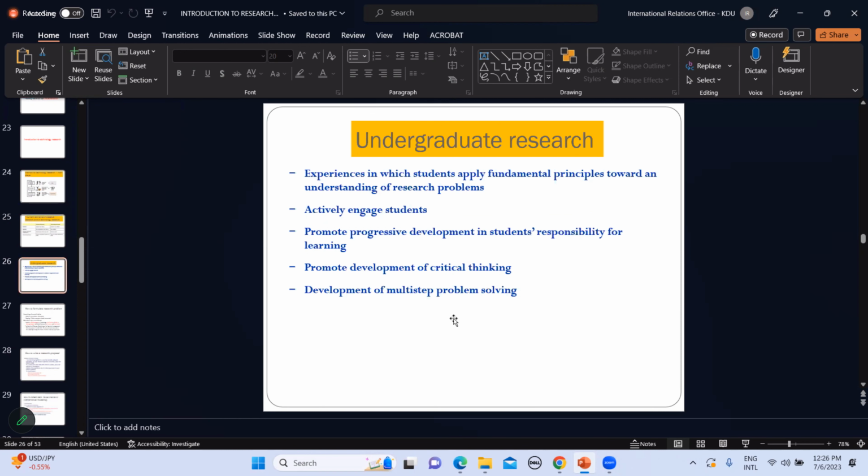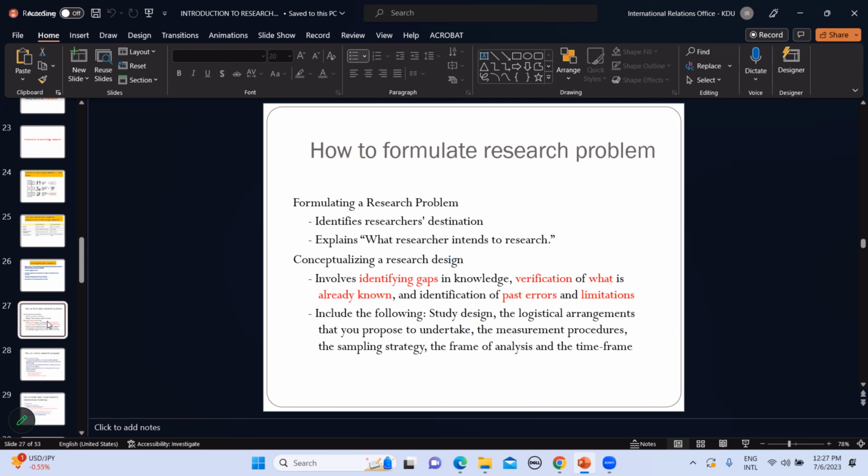Now, actually, critical thinking, problem solving, deciding, discussing, about how to formulate the research problem. That is the one. A very, very difficult task. Research problem. What does the researcher intend to do in the research?